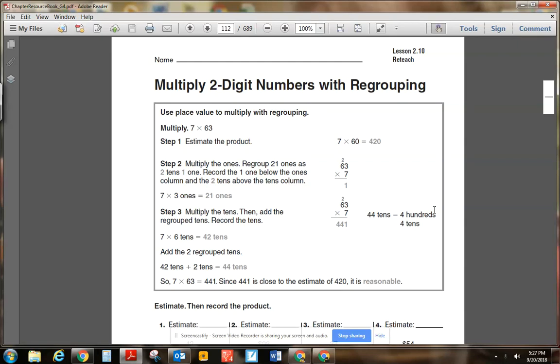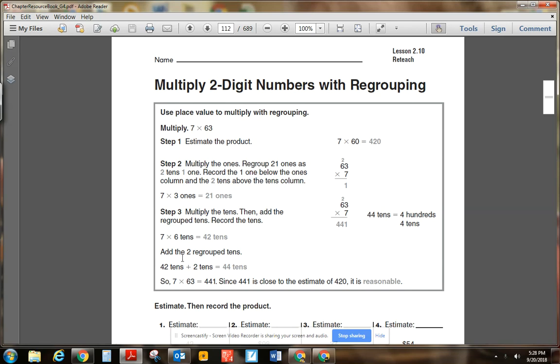Hey, it's Mr. Grable here, and we are doing fourth grade Go Math lesson 2.10, multiplying two-digit numbers with regrouping. This is like that standard algorithm that I learned way back in the day when I was a little kid. So we're going to take a look at this, and we're going to go ahead and just attack it.